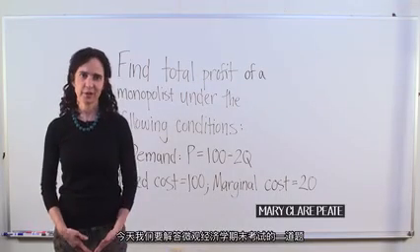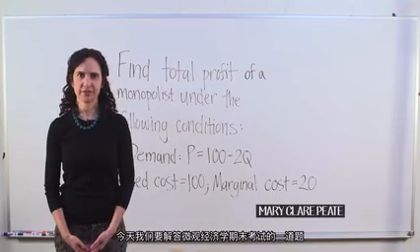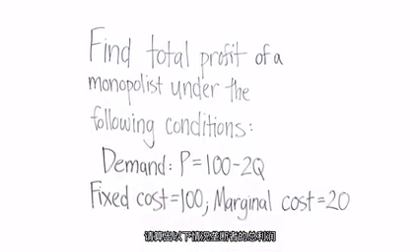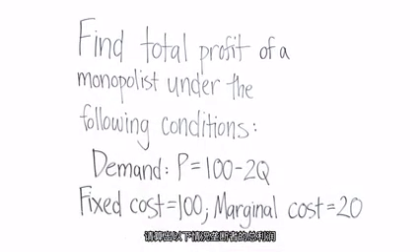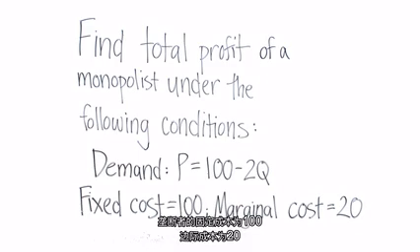Today we're going to answer the following question from our microeconomics final exam, and that is to find total profit of the monopolist under the following conditions. Demand for this good is marked by P equals 100 minus 2Q, and this monopolist's fixed cost is 100 and his marginal cost is 20.